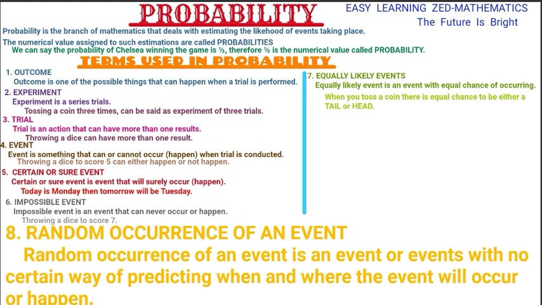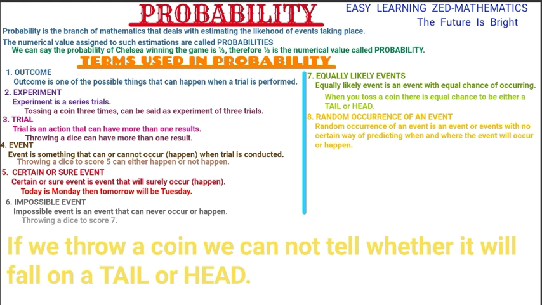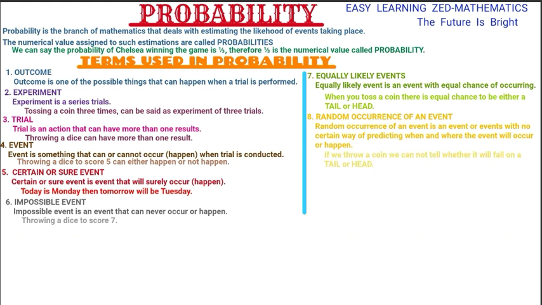So you predict, because there is no certain way you can tell that this team will win. There is no certain way. Let me give another example. If we throw a coin, we cannot tell whether it will fall on a tail or on a head. We can't tell. There is no way to predict until you throw it. So that is the other example.